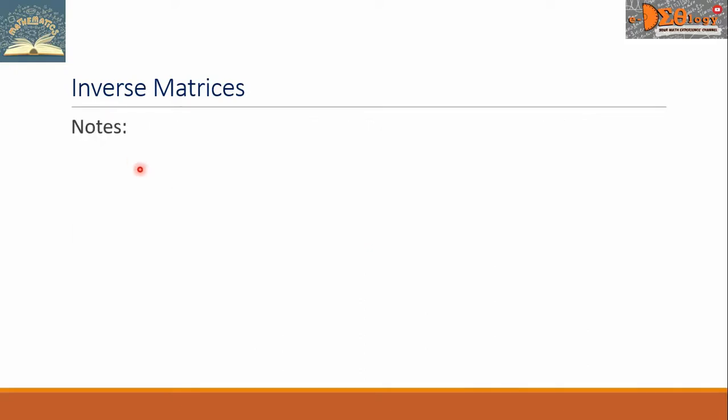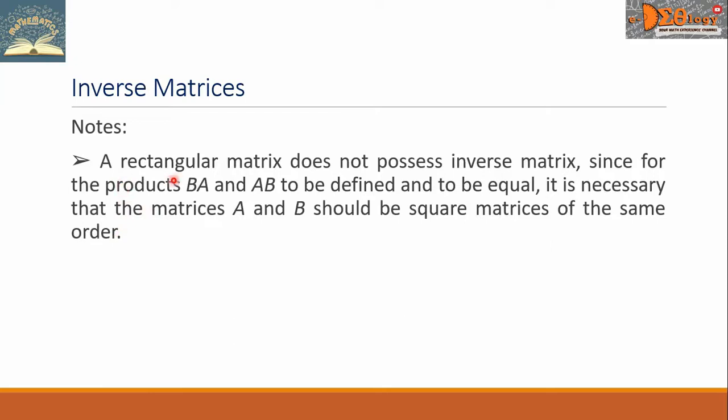There are some notes here. Number 1, a rectangular matrix does not possess an inverse matrix, since for the products BA and AB to be defined and to be equal, it is necessary that the matrices A and B should be square matrices of the same order.